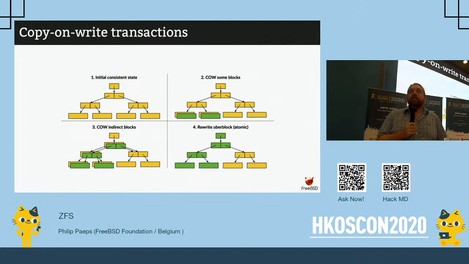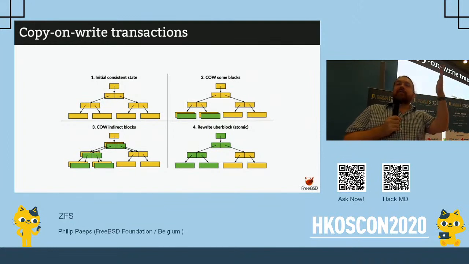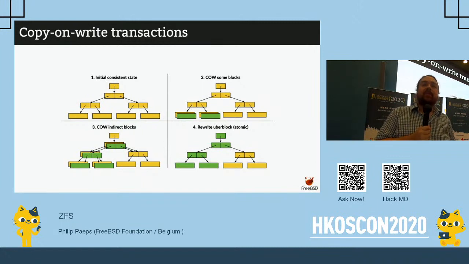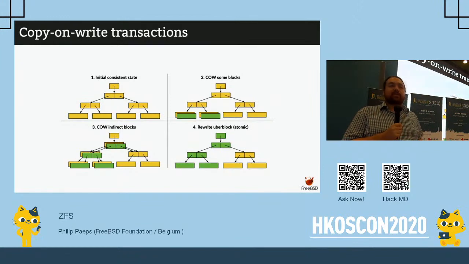So at no point, if the power fails in any of state 1, state 2, state 3, or 4, at none of these states can you lose data or can your file system become corrupt. The only thing you can lose, of course, is the newly written data. So if you unplug the power before the Uber block has been updated, you're going to lose those last 2 data blocks, but you're not going to have file system corruption, and you're not going to lose access to any previously written data.